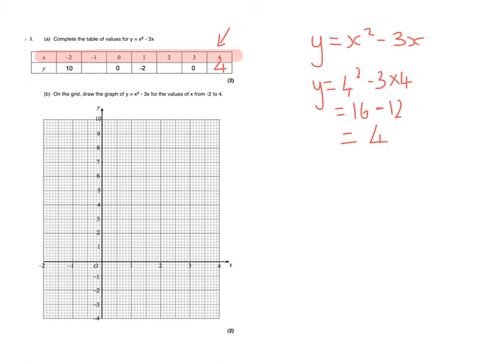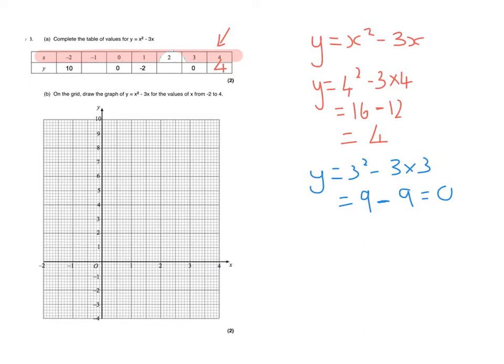Next up, x is 3, so y equals 3 squared take away 3 times 3. Again, BIDMAS first, no brackets, indices is 9. The multiplication comes before subtraction, so 3 times 3 is 9, so that makes that 0. Oh, in fact, we'd already done that one. That was one that was already filled in on the graph.